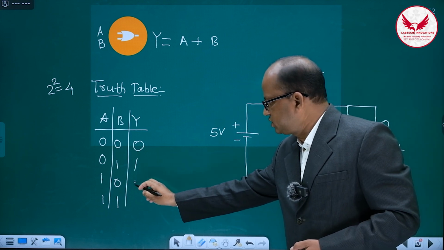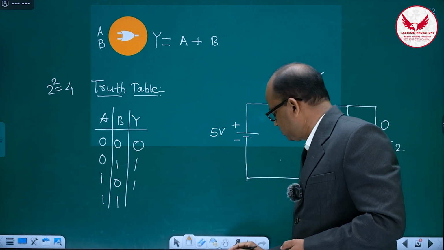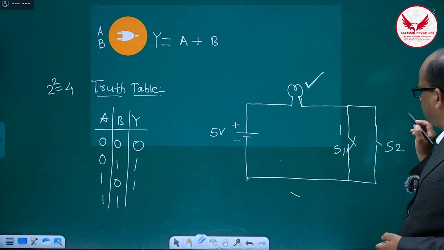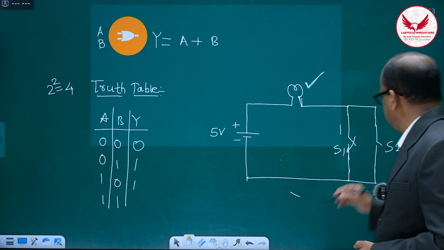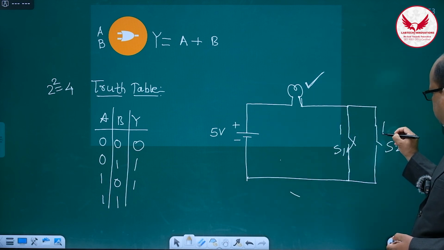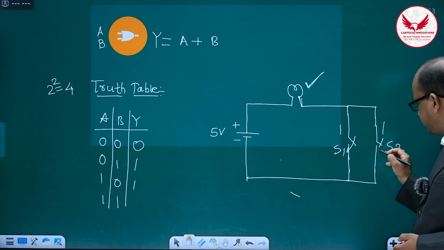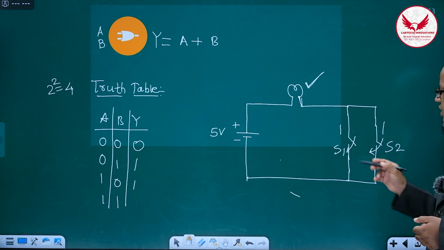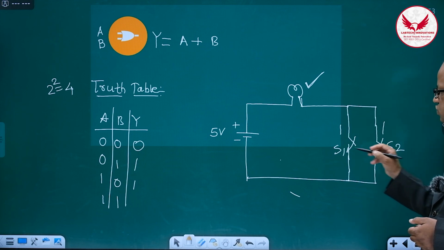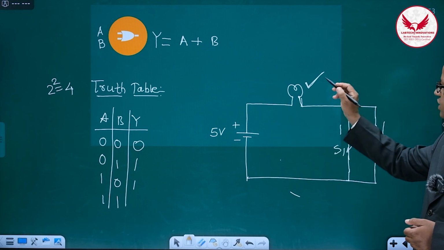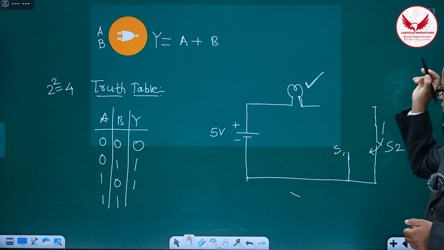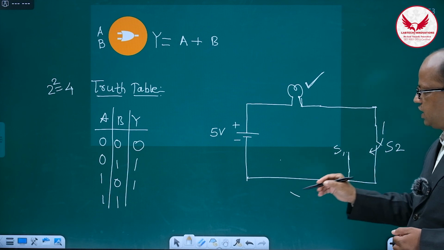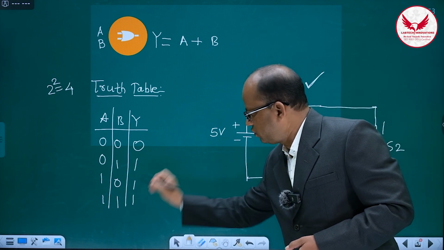Here output is 1. Now we shall see the next combination, that is if both the inputs are 1, what happens? So if S1 and S2 inputs are 1, both the switches get closed. That's why via S1 and S2 current gets passed towards this negative terminal. In this case also LED will become on, and as a result the output is 1.